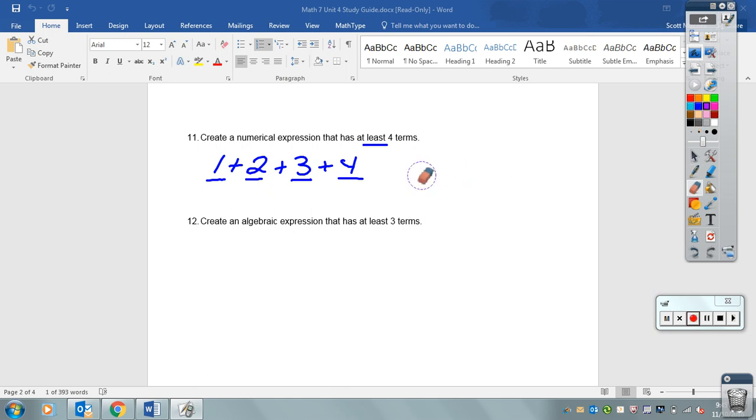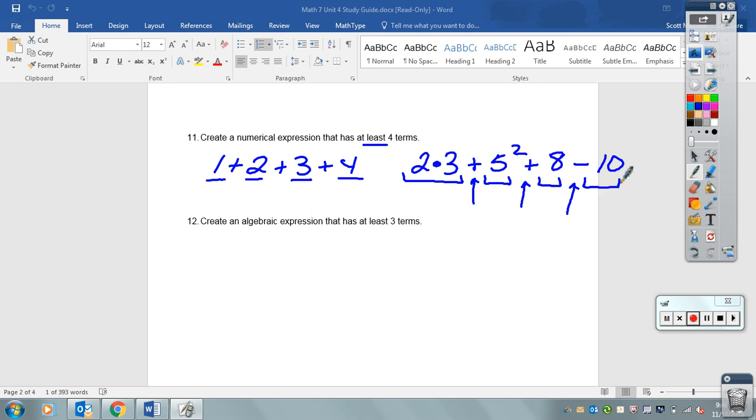If I want to get fancier, I could do 2 times 3, that is 1 term. Plus 5 squared, that's 1 term. Plus 8, that's 1 term. Minus 10, that's a term. Again, you might say that this is 2 totally different terms, but it's not. Terms are held together by multiplication. They're separated by plus signs and minus signs. So here's a term, and here's a term, negative 10. There are 4 terms. That's a numerical expression that has at least 4 terms.